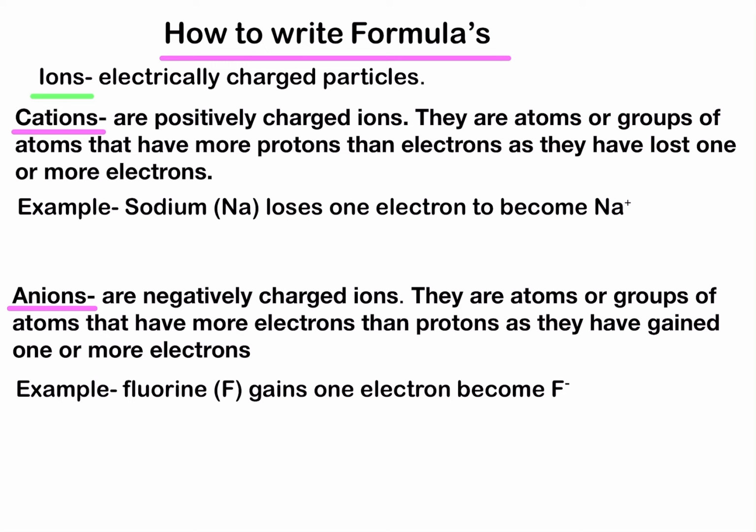Anions. Anions are negatively charged ions. They are atoms or groups of atoms that have more electrons than protons as they have gained one or more electrons. Example, fluorine, that is F, gains one electron and becomes F minus.